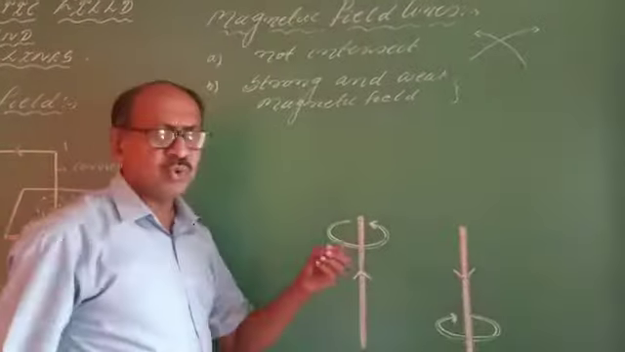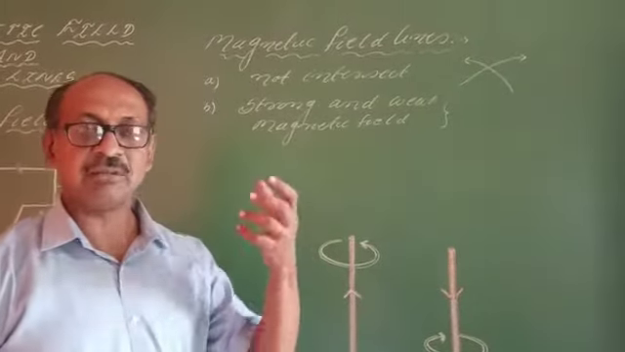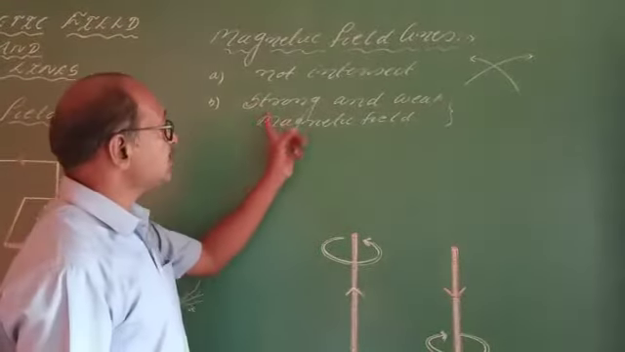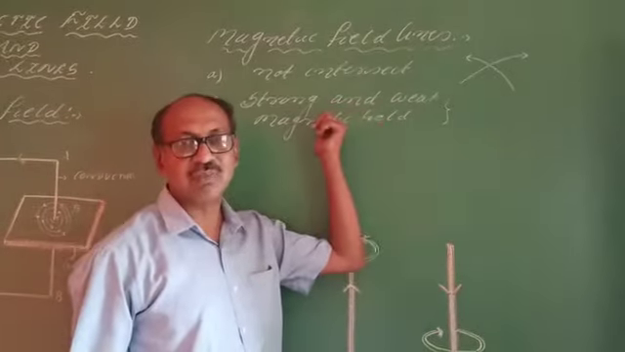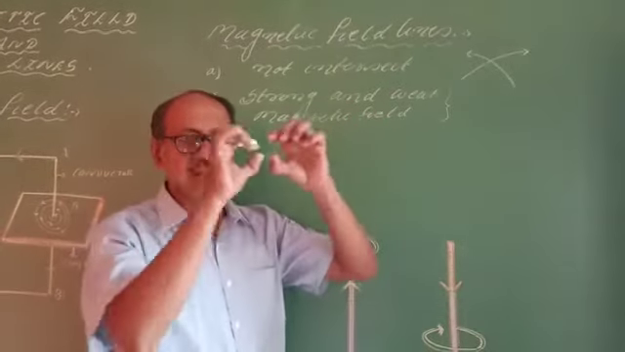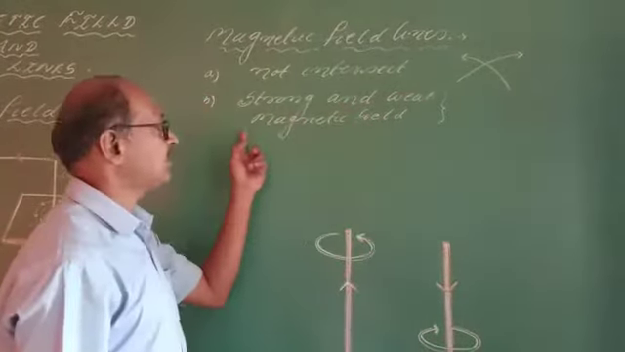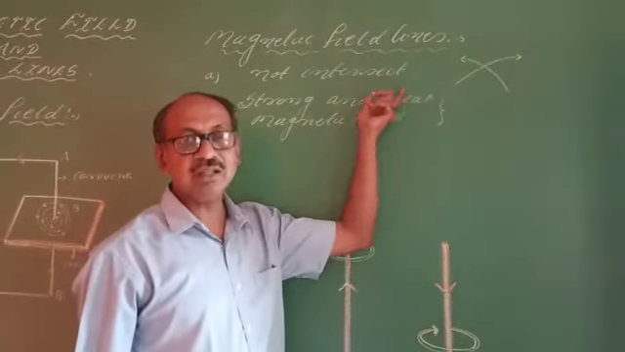So where there are more magnetic field lines, we can say it is a strong magnetic field. Where there are fewer magnetic field lines, we call it a weak magnetic field.